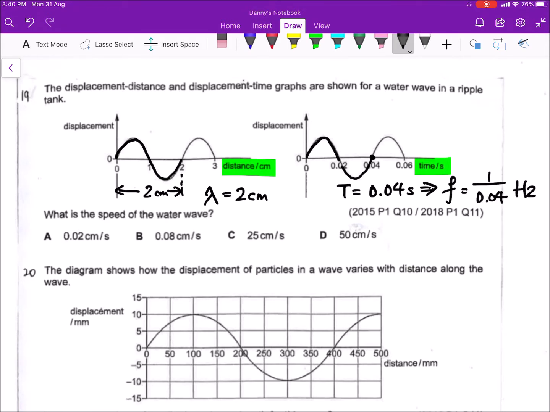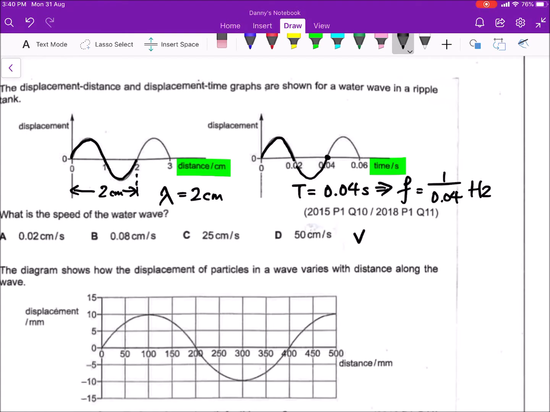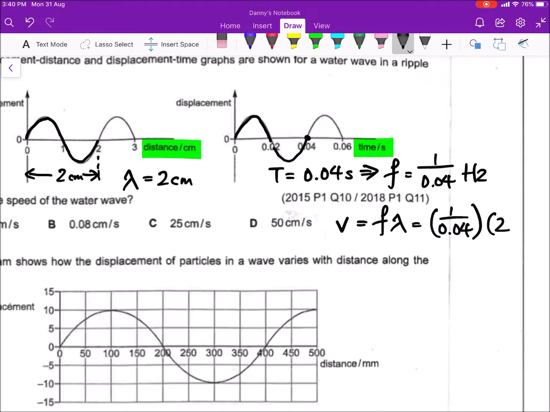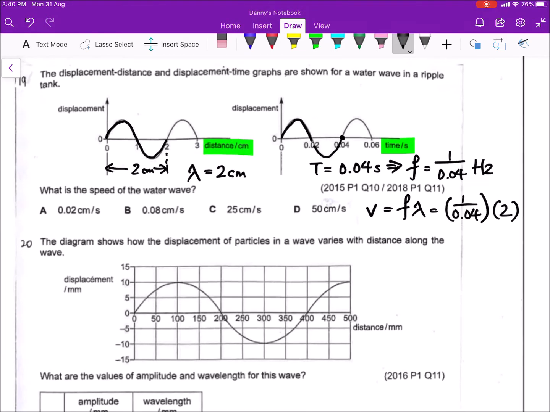Now you are supposed to find the speed. Speed is given by v equals f lambda. f we have already found out is 1 over 0.04, and your lambda is 2. If you solve this, you will be able to get the answer.